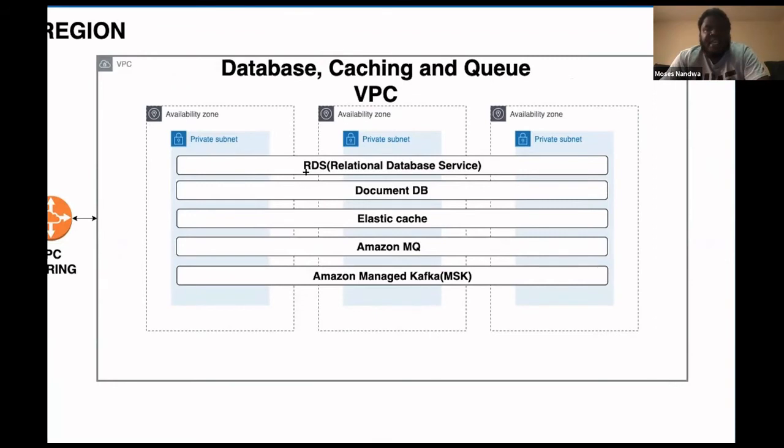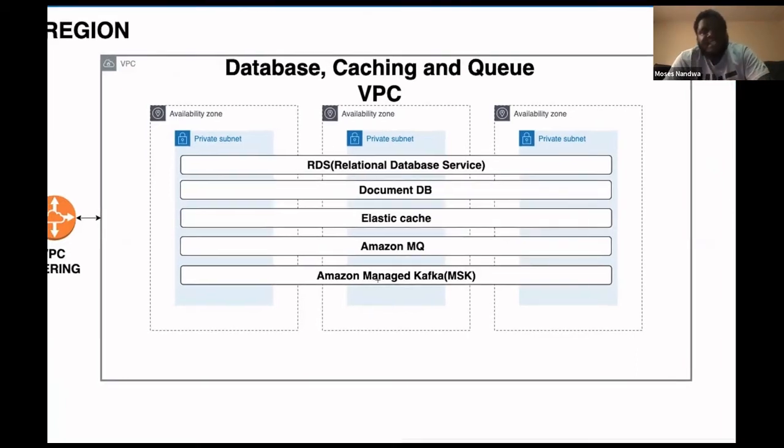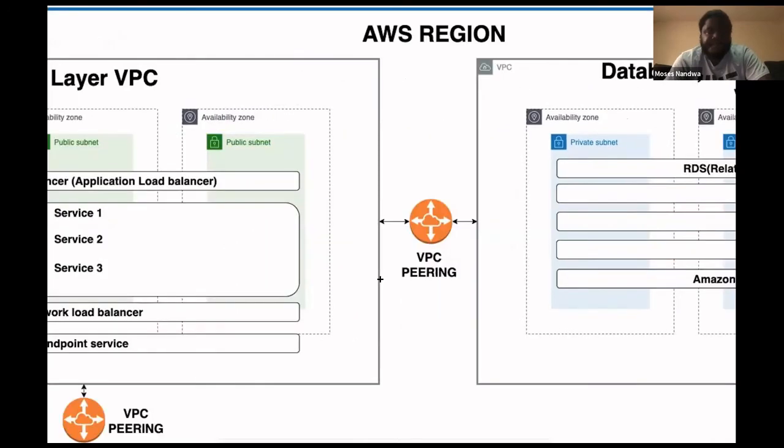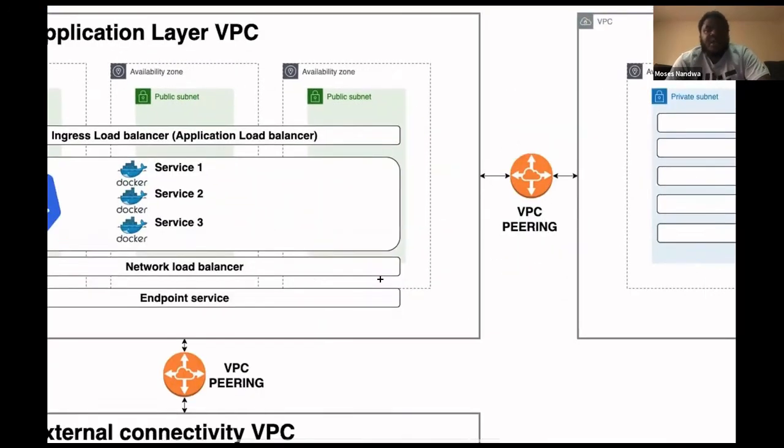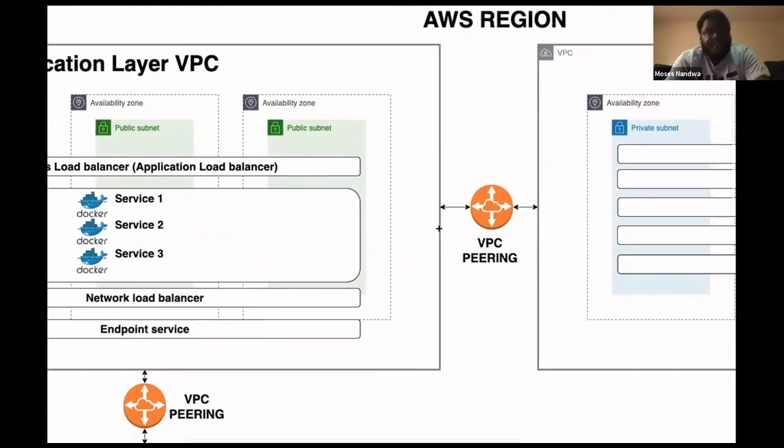caching, and queues. So we can have our RDS, Relational Database Service. We can have DocumentDB. We can have ElastiCache, where we have something like Redis. We can have Amazon MQ and Amazon Managed Kafka, of course, for our streaming options.